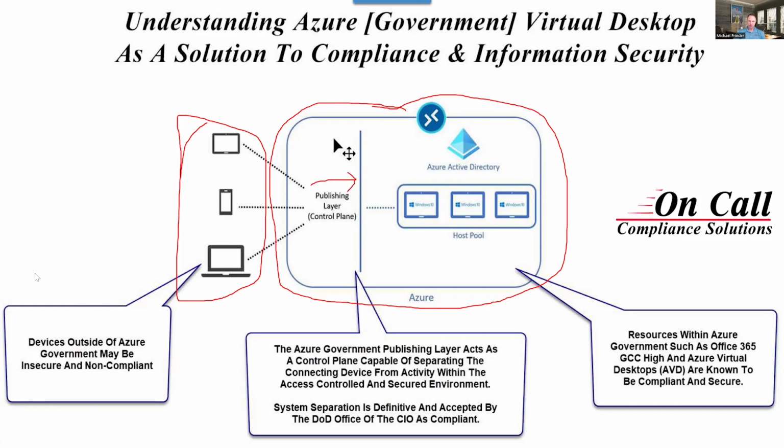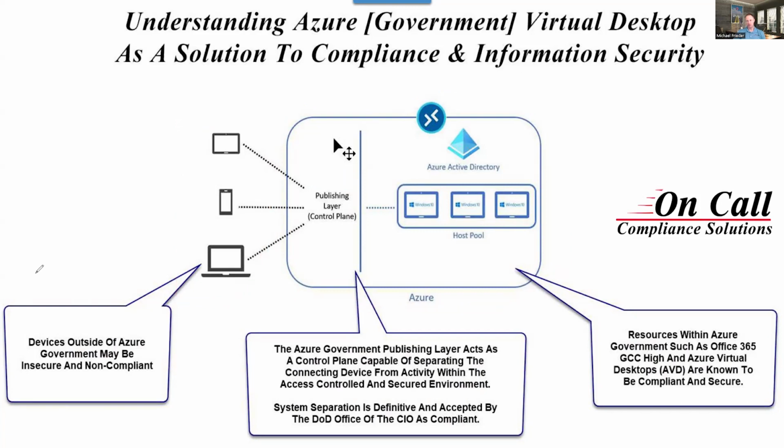Pretty cool, right? And honestly, this diagram makes it much easier to understand. So whatever's in the bubble is compliant. Check the box. Whatever's outside, nope, doesn't need to be compliant. All right. Hopefully that makes it a little bit easier to understand.